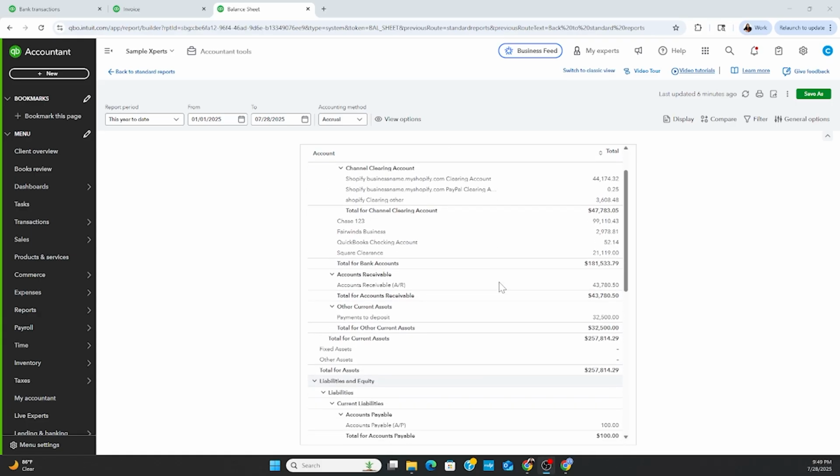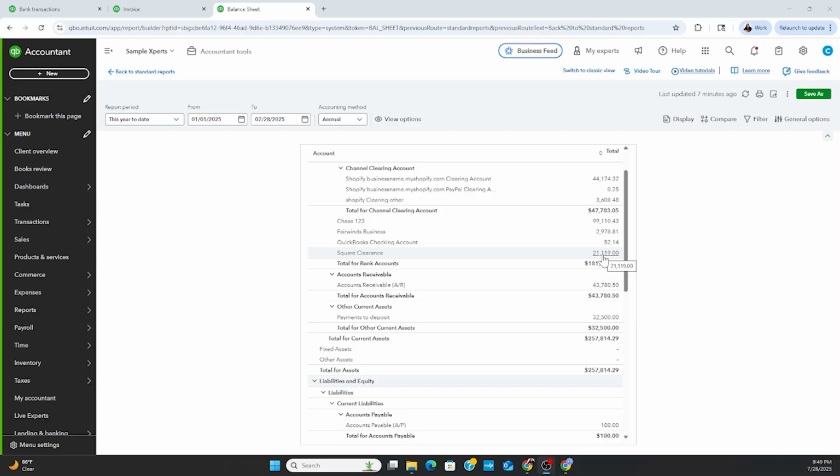Now, among the asset accounts for you to take a look at are your clearing accounts as well as undeposited funds. The reason you want to pay attention to those is that here lies the possibility of duplicated income. If you see that the balance on a clearing account is too high, the ideal is to reconcile those accounts as well.